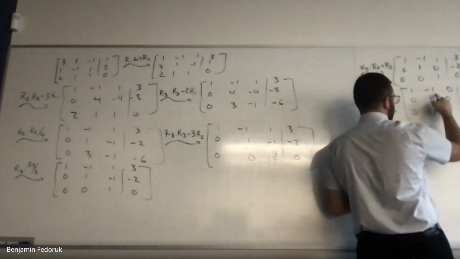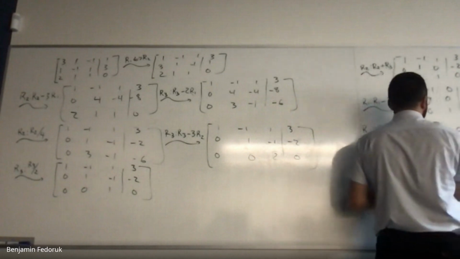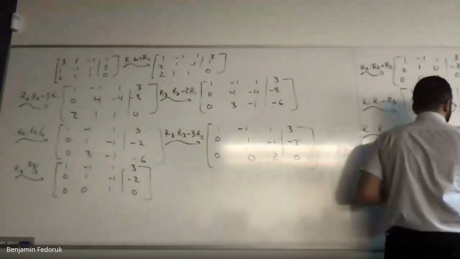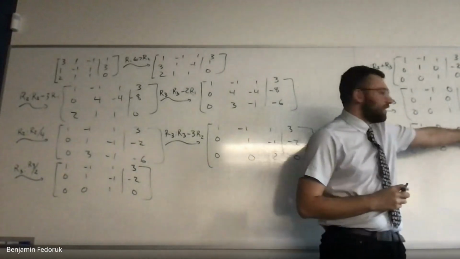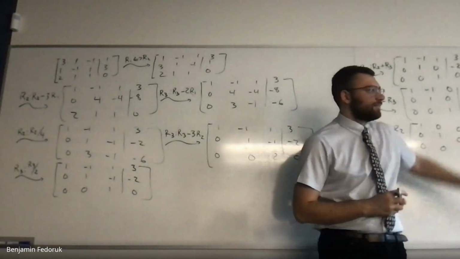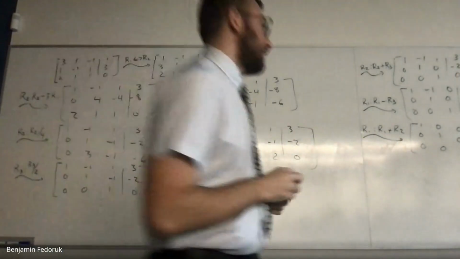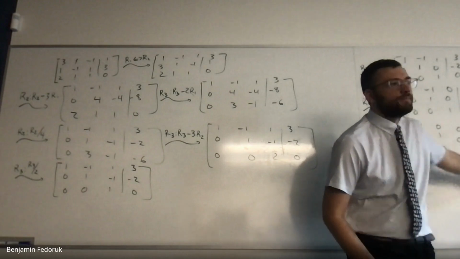So I'm just going to add these two rows to get rid of that -1. There's our answer. Right there. Cool? All right. In case you don't see it, x equals 1, y equals -2, z equals 0.